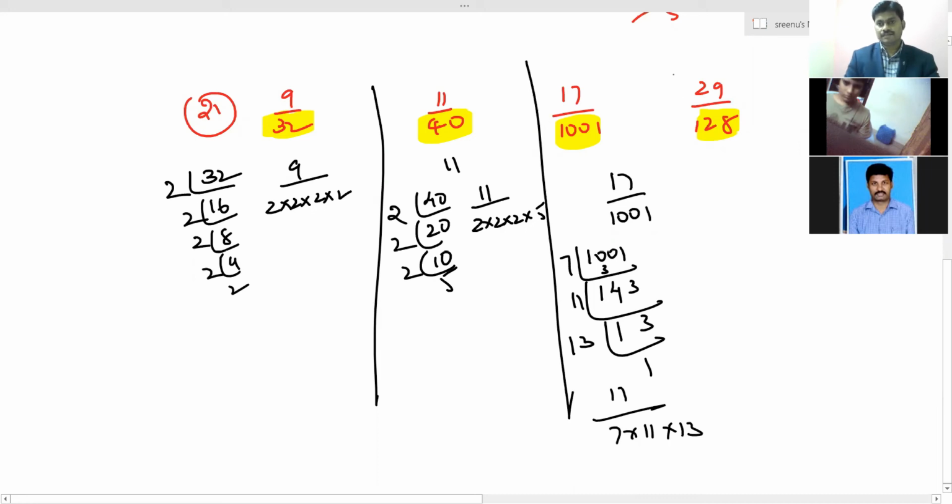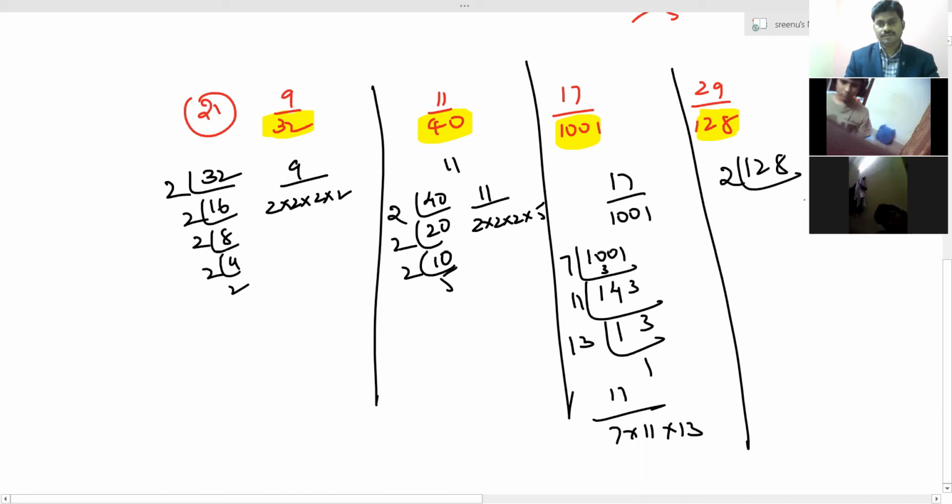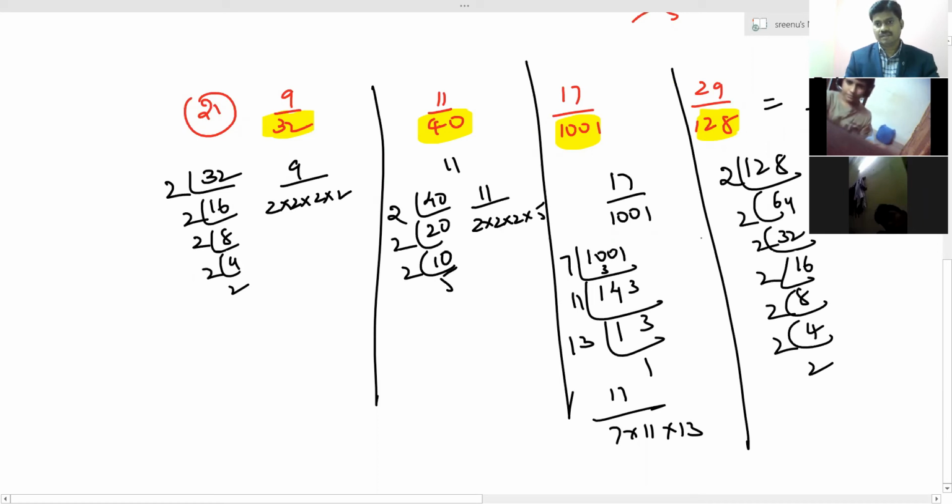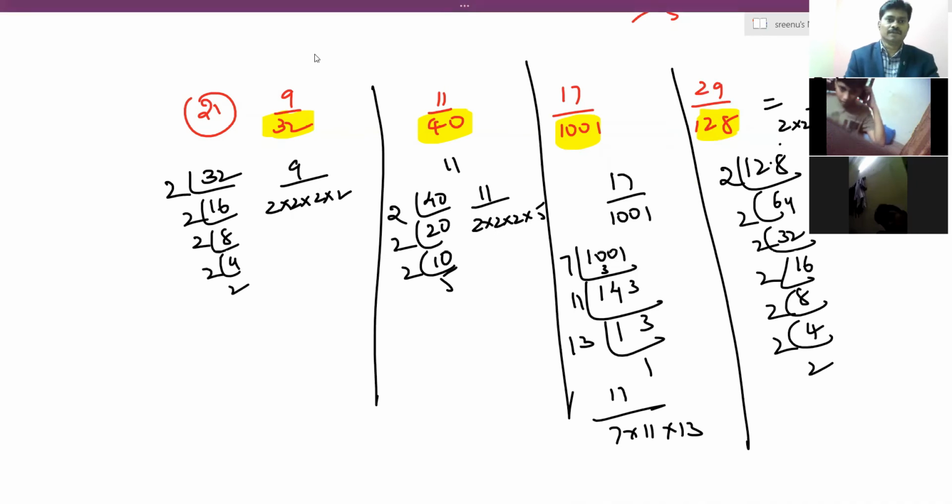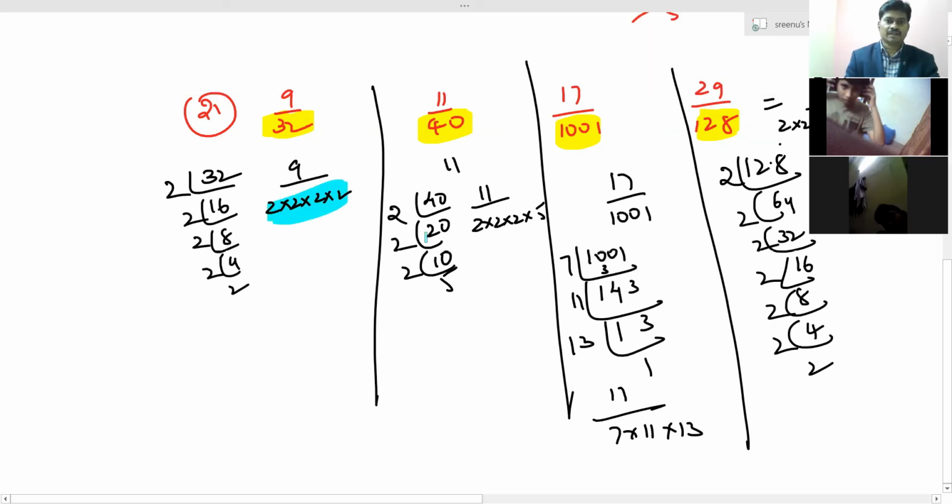Now 128 I will do. 2 table, 64, 32, 16, 4, 2. So you will get all twos only. How many? 7 twos. 2 into 2 into 2, 7 times. Okay, now please check the denominators, both of you. Here the denominators have 2 and 5. All 2's are there. Now here, what is the denominator?